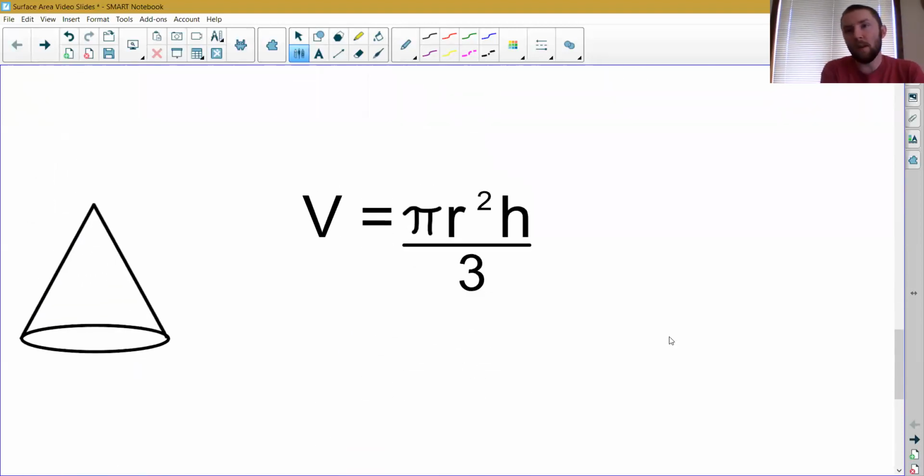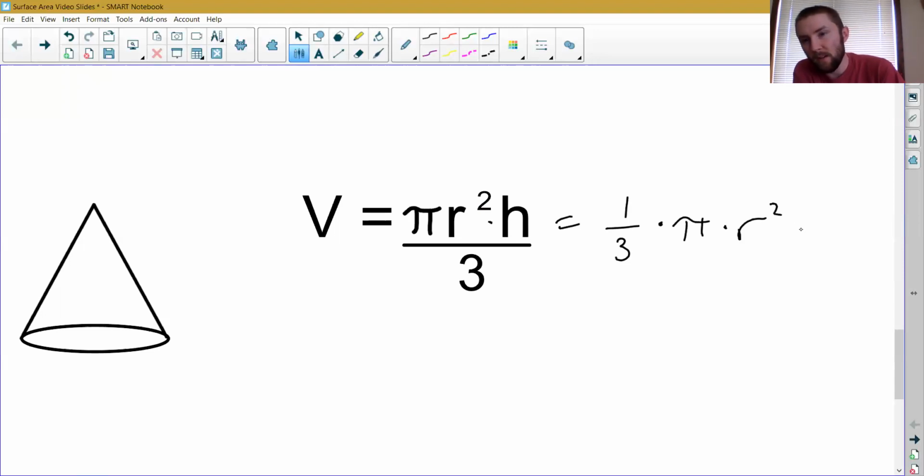Same thing is true for a cone. A cone is 1/3 as much as a cylinder. So you'll notice that the top of this fraction here is exactly the volume formula for a cylinder. So it's the same formula, pi times radius squared times the height divided by 3, okay? And an alternative formula, of course, is 1/3 times pi times the radius squared times the height, okay?